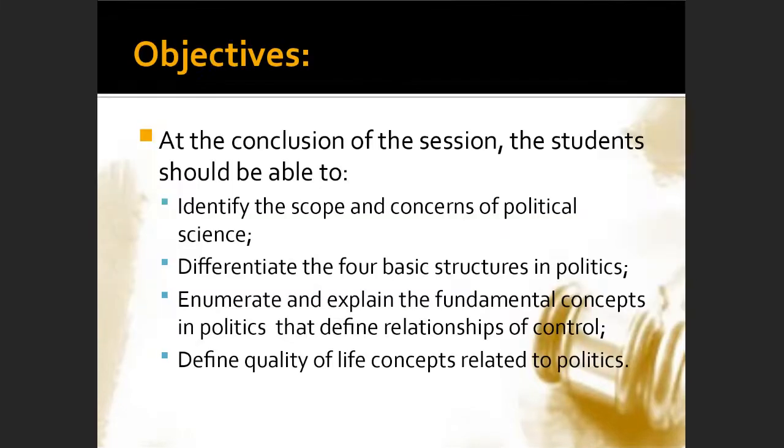Okay, the objectives of this discussion are the following: identify the scope and concerns of political science, differentiate the four basic structures in politics, enumerate and explain the fundamental concepts in politics that define relationships of control, and define the quality of life concepts related to politics. Okay, let us start.